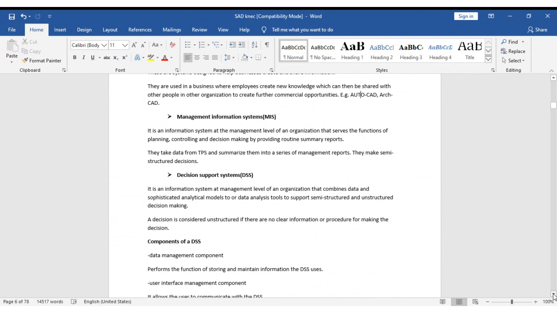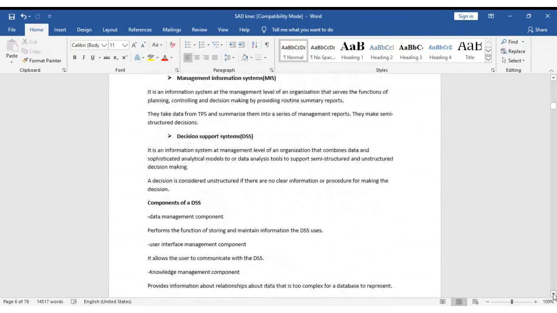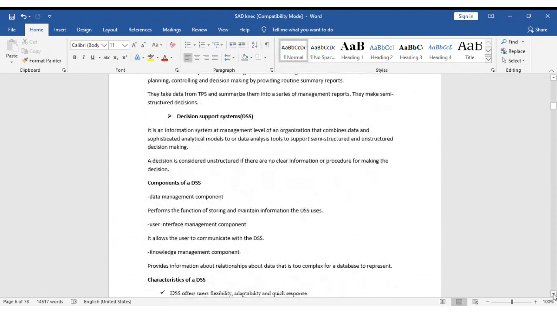Then we have the decision support system. It is an information system at the management level of an organization that combines data and sophisticated analytical models to do data analysis to support semi-structured and unstructured decision making. A decision is considered unstructured if there is no clear information or procedure for making the decision.